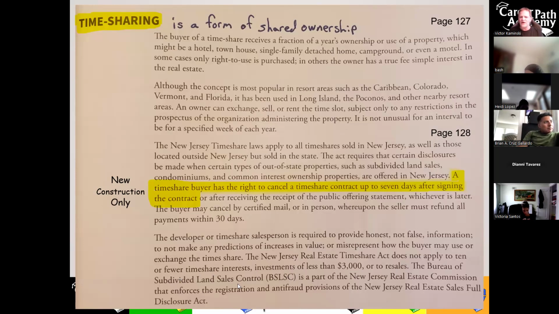The Bureau of Subdivided Land Sales Control, which is part of the New Jersey Real Estate Commission, enforces the registration and anti-fraud provisions of the New Jersey Real Estate Sales Full Disclosure Act. So they regulate the sales of these timeshares. Before you could offer an out-of-state property for sale in New Jersey, or a timeshare, it needs to be registered with the Real Estate Commission, insured, bonded, all that stuff, before we could offer it for sale.